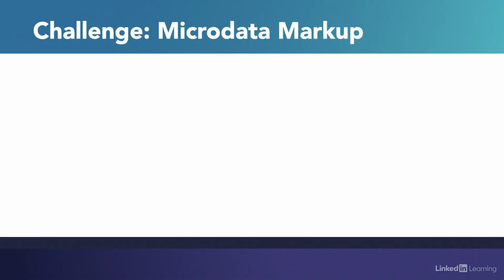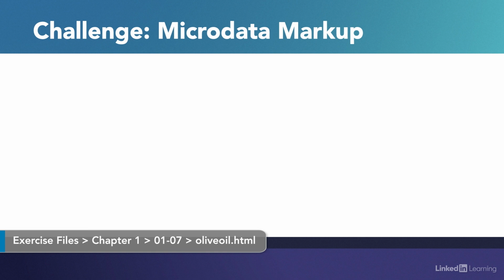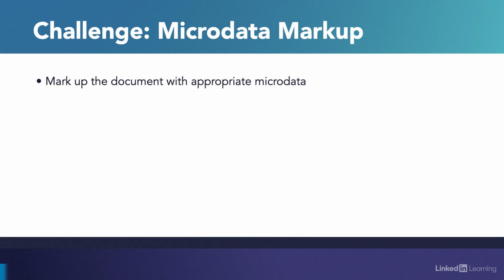With all that fabulous information about microdata, it's time for a challenge. So in this particular challenge, I've given you an HTML document describing a bottle of Two Trees olive oil, the delicate flavor. And what I'd like for you to do is to mark up this document with the appropriate microdata. Some things you want to think about as you work through this challenge.